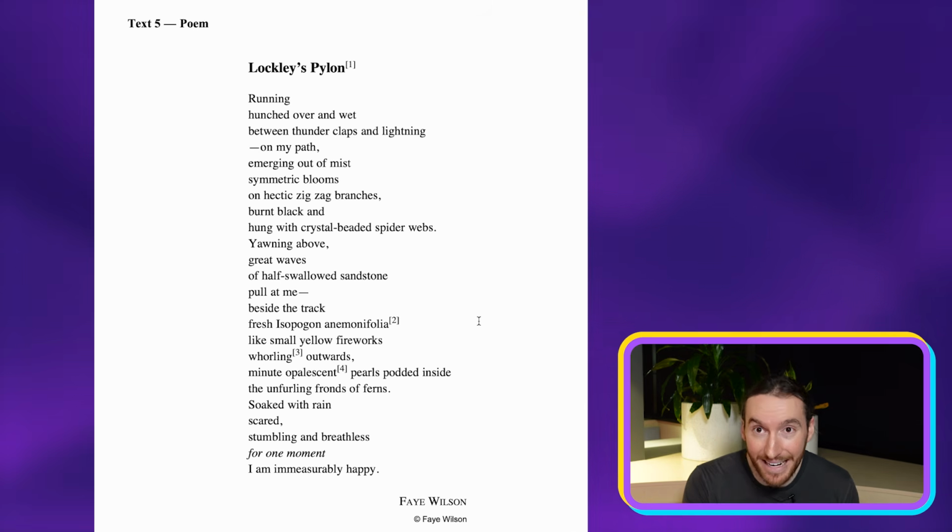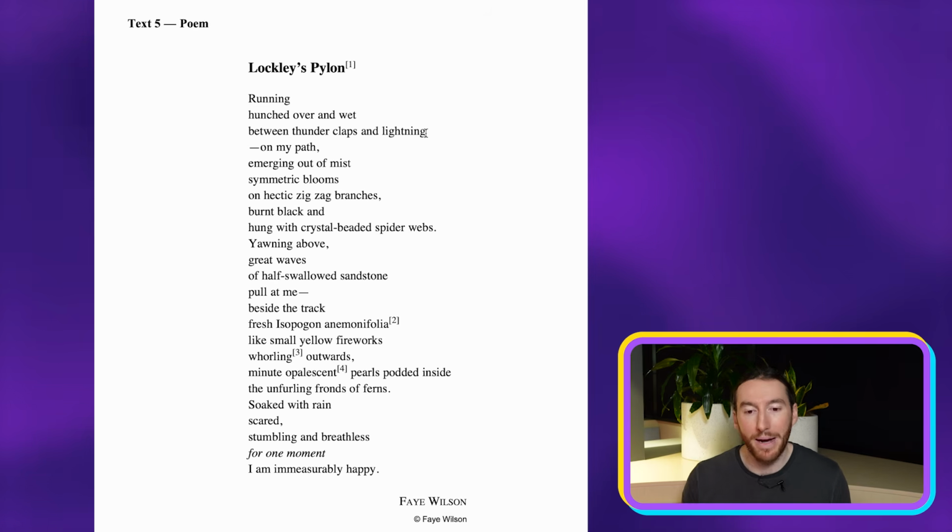Is it positive? Is it negative? Is there a bit of both? What's the significance of that? So the good thing is it's a relatively short poem here. "Running hunched over and wet between thunderclaps and lightning." Okay, does that sound good or bad? I'm just looking at the start.